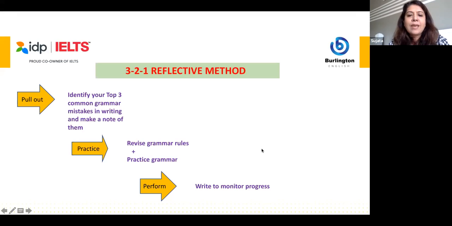You need patience and at least 1 week of regular reflective 3-2-1 method. So 3-2-1, you understand? 3 steps, 2 steps, and 1 step.